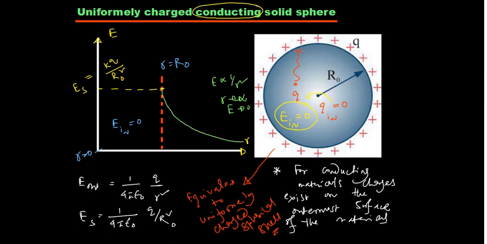Alright, fine. So this is easy, not difficult at all. Fine, no? Right. Next thing is a uniformly charged non-conducting solid sphere. Now that is interesting. Non-conducting basically means we are trying to mention the insulating materials.